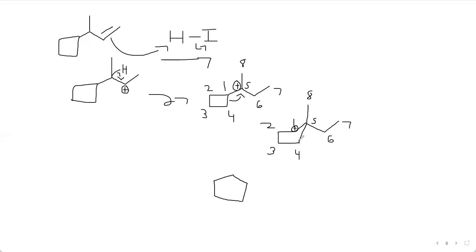I have a 5 membered ring. Doesn't matter how I number it, 1, 2, 3, 4, 5, as long as I'm consistent. Carbon 1 has a plus. Now, what does 5 have? 5 has a methyl group, which is 8, and an ethyl group, which is 6 and 7. So if I redraw this without all the numbers, I have this. Okay, so it's tempting to say, okay, let's put the iodine on now. But remember, always look to see if there's more rearrangement possible. This is secondary, but it wants to go there.